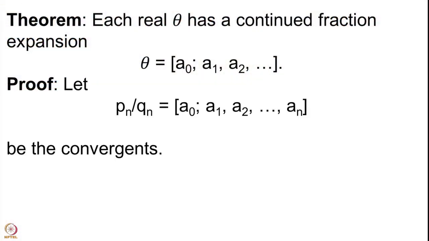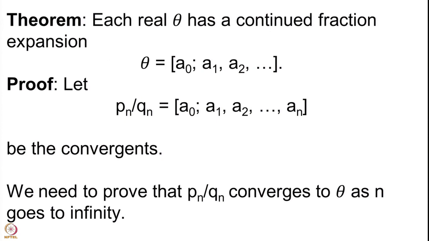So, the proof. Let us fix the notation once again because we are going to prove a major theorem. Pn upon Qn, these are the rational numbers which are giving the continued fraction a0, a1, a2 up to an. Once I call it a continued fraction, it has to be a rational number, and we are doing it by cutting the continued fraction expansion at the nth stage. So, these are the convergents that we have obtained. We need to prove that Pn upon Qn converges to theta as n goes to infinity. This is the result that we want to prove.